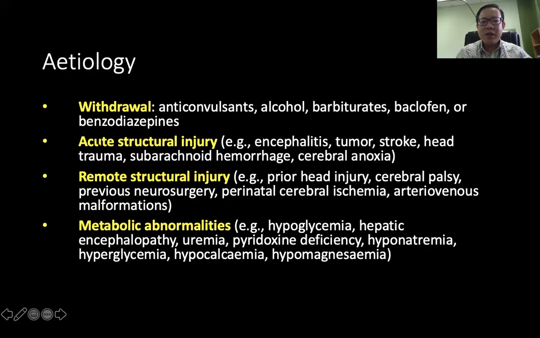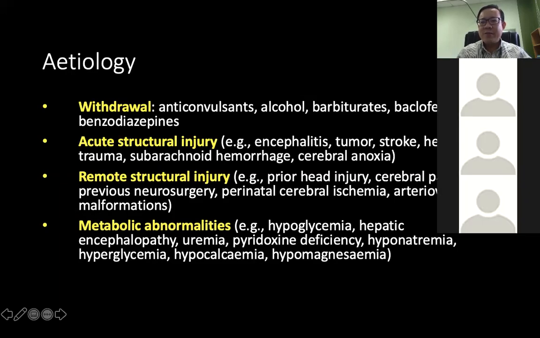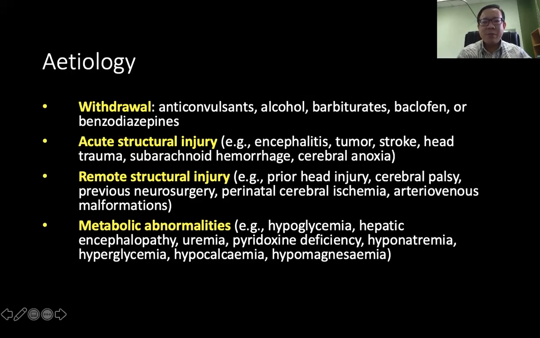So what is the difference between acute and remote? Acute means the injury occurred within the past 2 to 4 weeks, which is very recent, or sometimes it occurred just a day before. Remote means the injury occurred at least 1 month or more. It may be a head injury or accident 3 years ago and now there is a seizure. And we call this remote symptomatic or remote structural injury.